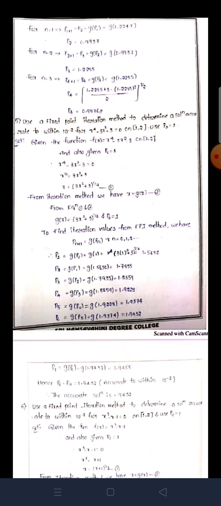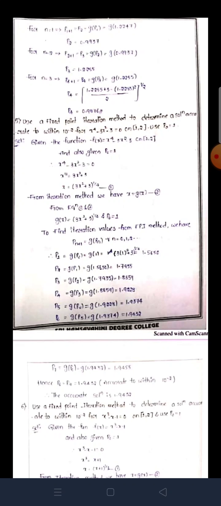From the iteration method we have x equals g of x. This is equation 2. From equations 1 and 2, g of x equals (3x squared + 3) power 1 by 4, and P0 equals 1. To find iteration values, from the fixed point iteration method we have P(n+1) equals g of Pn for n equals 0, 1, 2, 3, and so on.